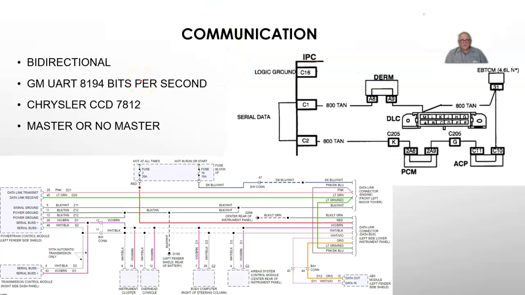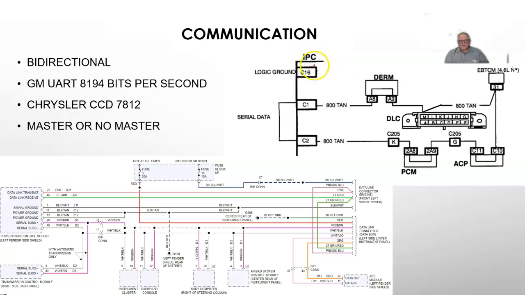By '84, so we're looking at about 5, 6 years later, now we're getting systems that are usable. They're bidirectional, meaning you can talk to the computer and listen to the computer. If you've ever put a scan tool on and commanded codes to clear, that was bidirectional. First one we'll look at is GM's UART system, which was Universal Asynchronous Receive and Transmit.